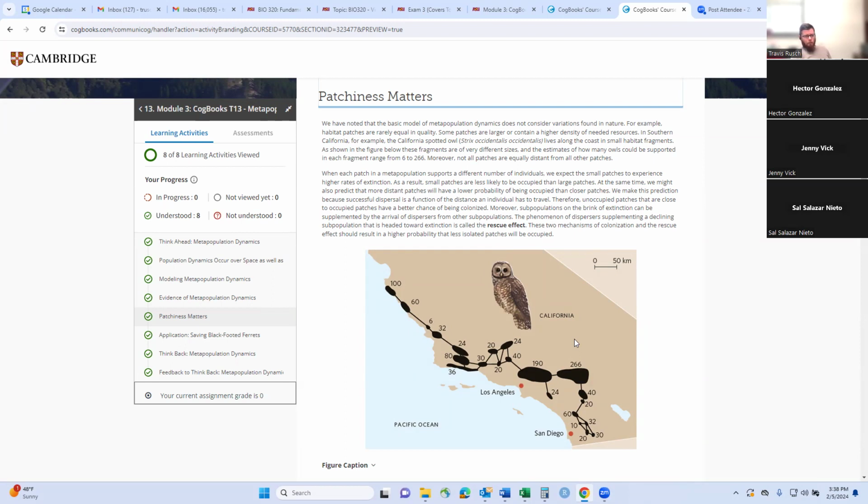Okay, yeah. Because larger patches have more resources for more individuals. It has a higher carrying capacity than smaller patches. Sure, right? There's more resources, as you said, in part because there's more space. So there's more nesting opportunities for these owls, and they're not competing for a few big trees with cavities, maybe. Yeah. And then what about the source populations?